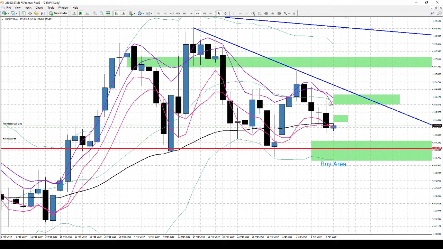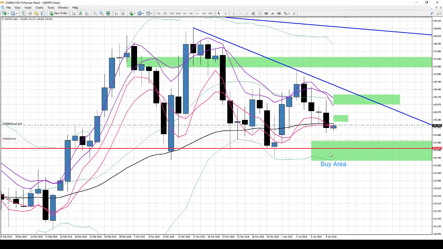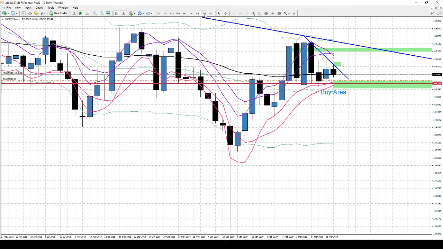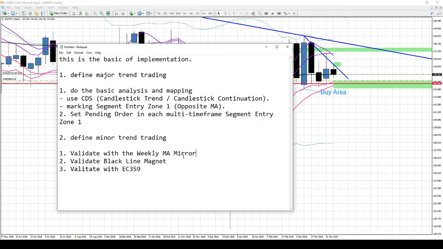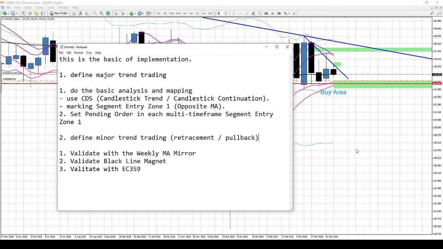Okay, so this is the major trend trading. Now focus on the second part: define the minor trend trading. We validate with the weekly MA mirror, right? If you look back at the chart, on the weekly you see this MA mirror. That's why I validate the minor trend with the weekly MA mirror. The minor trend means a retracement or pullback. This is the meaning of minor trend trading: a retracement or pullback.